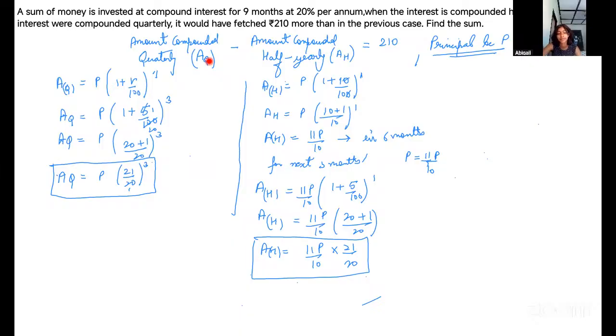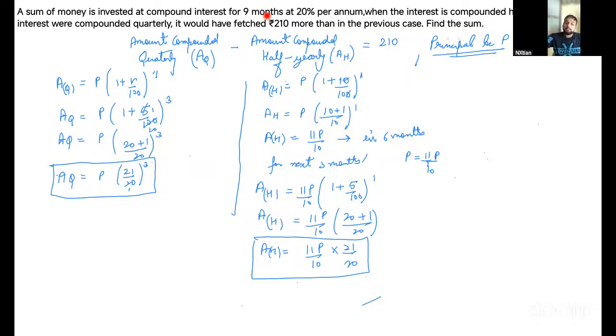Okay, sir. Okay. Now for the AH. Now everyone please pay attention. The AH is a little bit tricky. See, the problem in the AH is that half yearly is 6 months, but the time is 9 months. So I have to calculate 2 times.